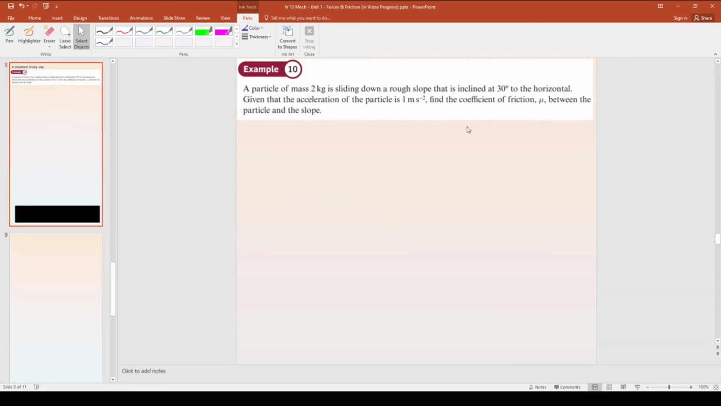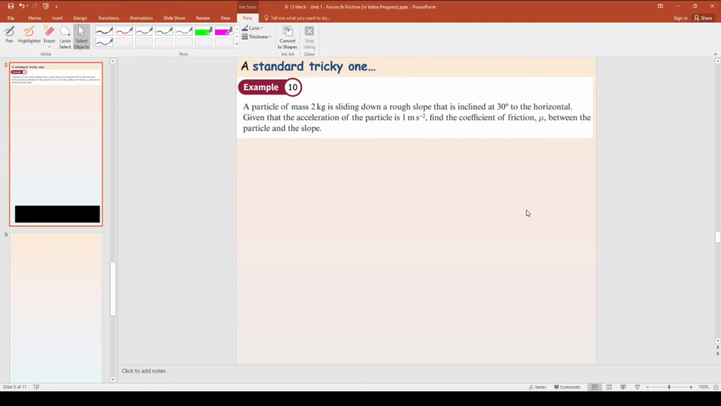Cool. Now here you go. This is a real one, okay? Standard tricky one. These are like exam questions, and they're actually a lot better anyway. So here we go. A particle of mass 2 kilograms is sliding down a rough, so with friction, slope that is inclined at 30 degrees. Given that the acceleration of the particle is 1, find the coefficient of friction mu between the particle and the slope.